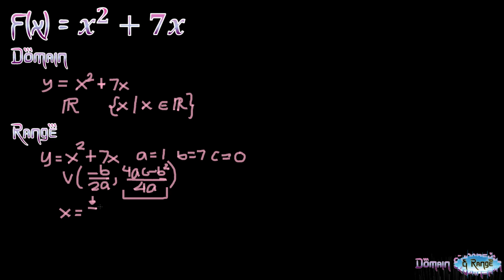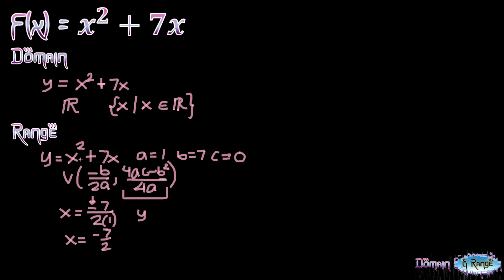So you have negative b, that's negative 7, over 2 times a, which is 1. So the value of x for our vertex is negative 7 halves, or negative 3 and 1/2. Now we are going to substitute this in. This is a fraction, but of course we always allow fractions as they're also part of the real numbers, to solve for our y.